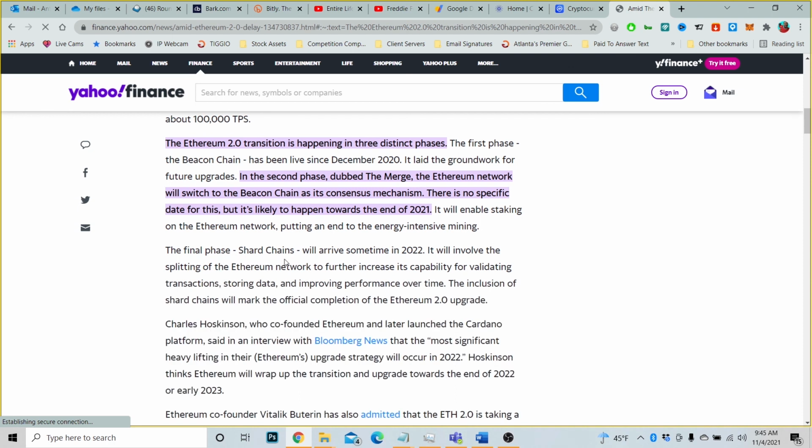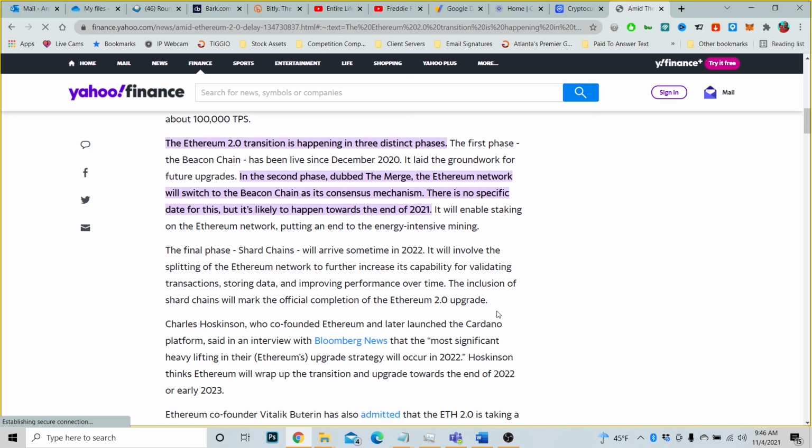The final phase, Shard Chains, will arrive sometime in 2022. Some people are thinking it's going to be anywhere from April or May before this happens. It will involve the splitting of the Ethereum network to further increase the capability for validating transactions, storing data, and improving performance over time. The inclusion of Shard Chains will mark the official completion of the Ethereum 2.0 upgrade. So we're not going to go into this whole thing. Let's read this last paragraph and then we'll end this video.